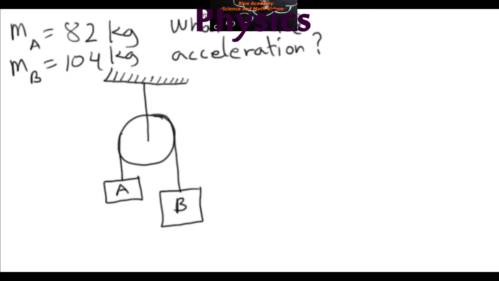So today in this video we are going to solve this particular problem in physics involving pulleys. So here we have two blocks. Block A and block B are attached on both ends of a rope. And we're asked, what is the acceleration of this particular problem?